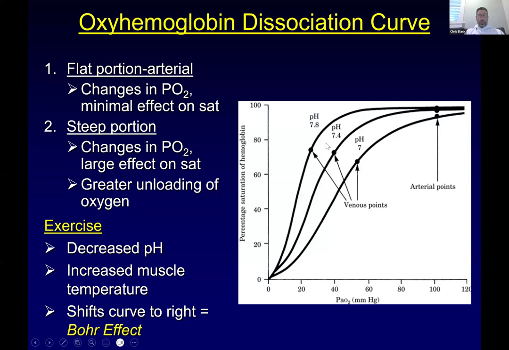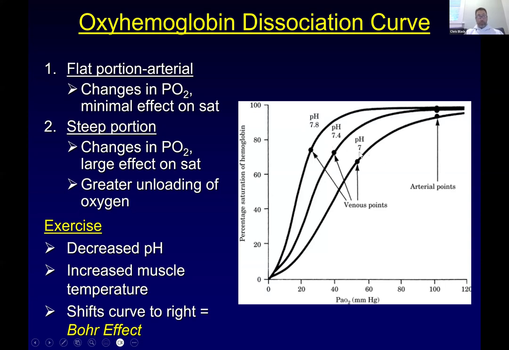A cool thing that happens is something called the Bohr effect. When we exercise and pH begins to fall in muscles and in the blood, and muscle temperature increases, this entire curve begins to shift to the right.